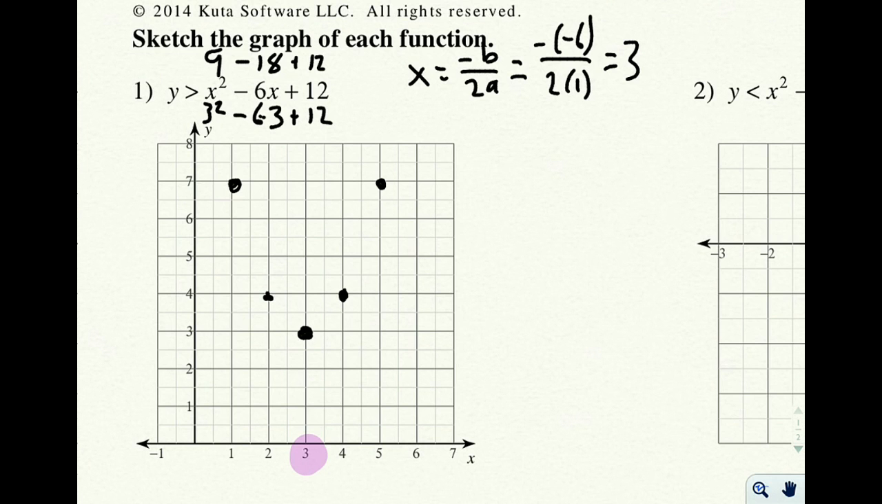And before I draw it, I need to look at my symbol here and decide how I'm going to do my shading and how I'm going to do my lines. For my line, because I don't have greater than or equal to, it's just greater than, it's going to be a dash line. So draw myself a dash line here. And then finally with my solid or dash, I look if y is bigger than this parabola or y is smaller than. Since y is bigger than the parabola, I shade above the line of the parabola. So I shade up here. And that is all there is to it.